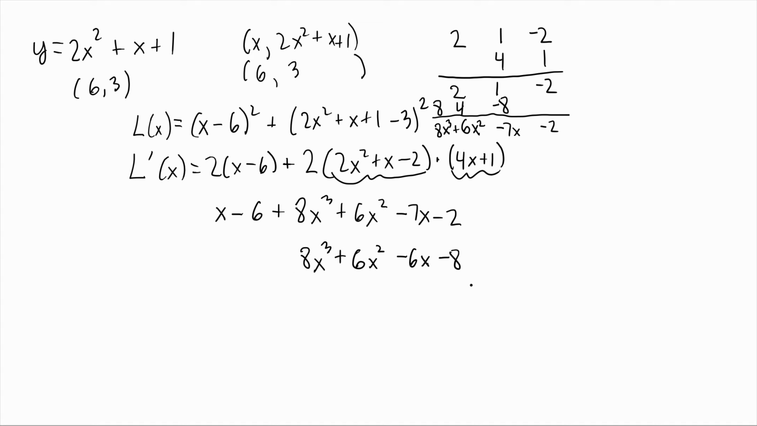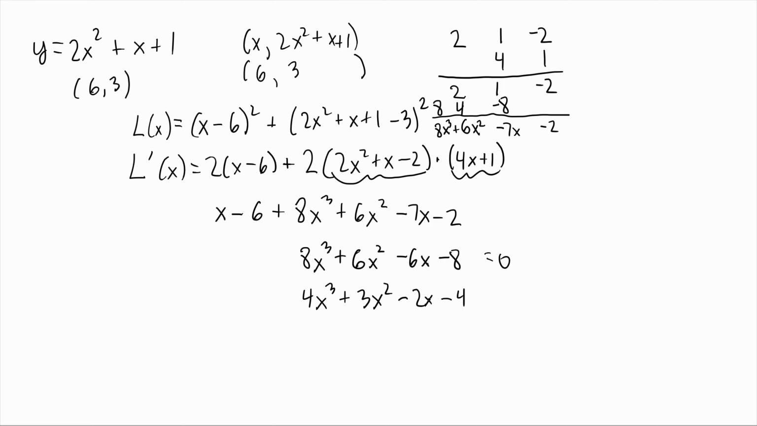Or even divide by 2, because we're just trying to figure out where this is equal to 0, right? And the 0 will swallow it, and we divide both sides by 2. So we end up getting, let's just do that first. If we divide everything by 2, that'll be 4x cubed plus 3x squared minus 2x minus 4, like that.